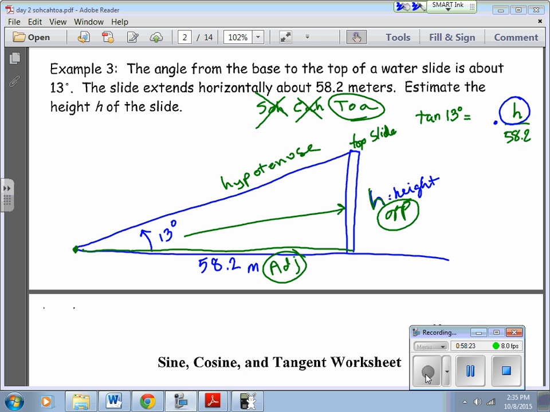Multiply by what number? You're correct. Well, remember, your goal is to, not by 13, you want to get 58.2 out of the way, right? And it's being divided. Multiply by 58.2 to both sides. When you do that, you're going to get h by itself, and you're going to get 58.2 times the tangent of 13.